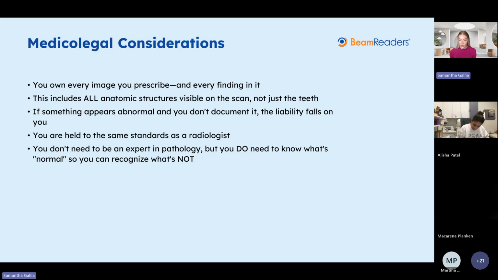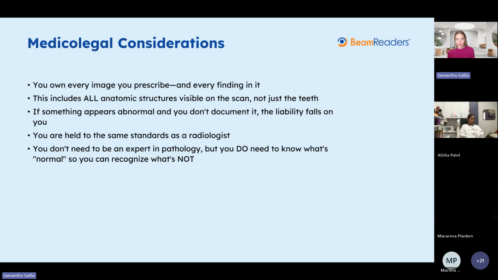Really often in large field of view scans, we're seeing cranial base pathology, we're seeing sinus pathology, we're seeing stuff elsewhere besides the teeth. So if you are not comfortable with the anatomy of the area that you are taking a scan of, I would highly consider submitting for a radiology report to get the medical legal aspect off your hands. Because if something appears abnormal and you don't document it, the liability falls on you.